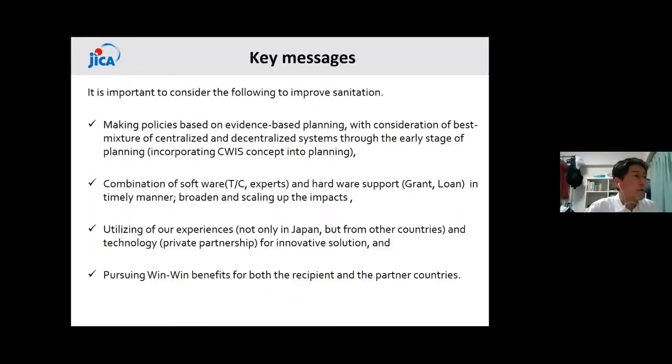So here are the key messages. It is important to consider the following to improve sanitation: making policies based on evidence-based planning with consideration of a mixture of centralized and decentralized systems; incorporating the concept of DEVICE into planning; a combination of software and hardware to scale up the impacts; utilizing our experiences, not only in Japan but from other countries, and technologies; private partnership for innovative solutions; and pursuing win-win benefits for both the recipient and the partner countries.